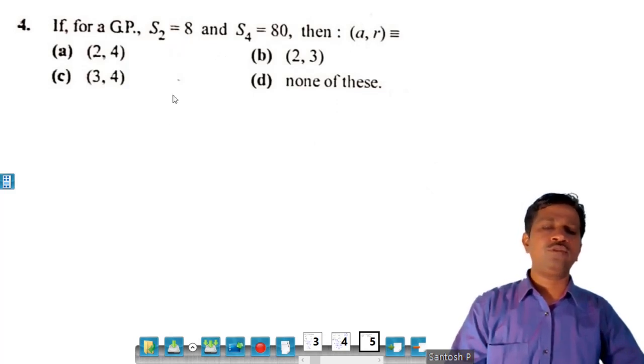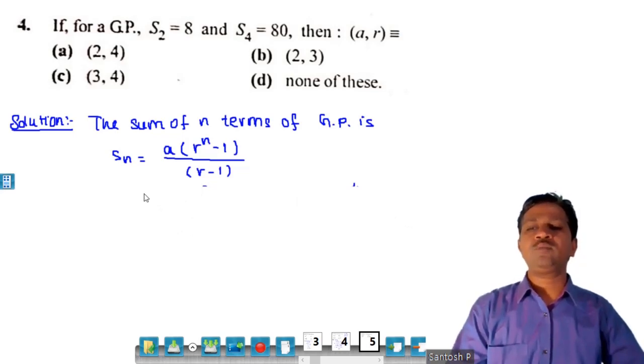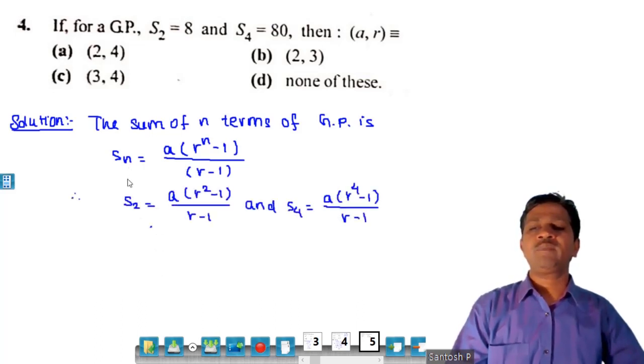So for that, you should know the formula for SN. That is, the sum of n terms of a GP is given by SN equals A into R raised to n minus 1 upon R minus 1. Putting n equals 2 and n equals 4, you can obtain the formulas for S2 and S4. S2 is A into R squared minus 1 upon R minus 1. And S4, putting n equals 4 in the formula for SN, is A into R raised to 4 minus 1 upon R minus 1.